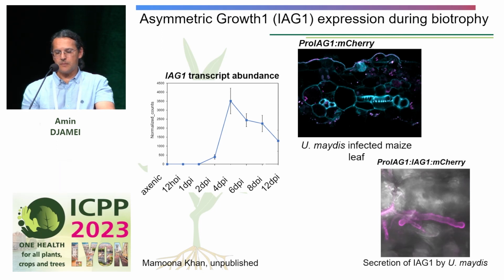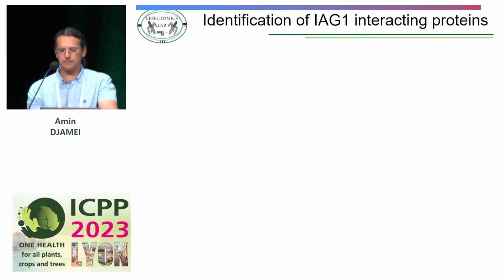And additionally, we tested, of course, secretion, and using the signal peptide of IAG1, we can demonstrate secretion by the hyphae here, showing the signal around the hyphae.